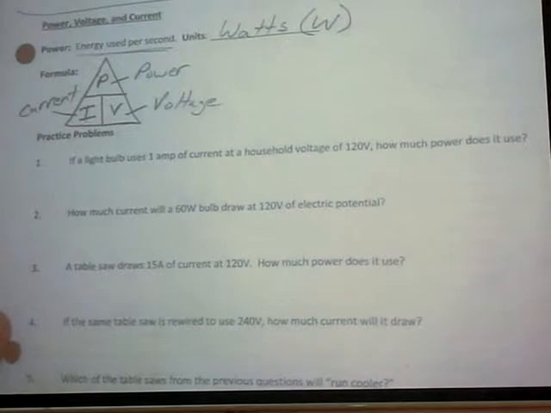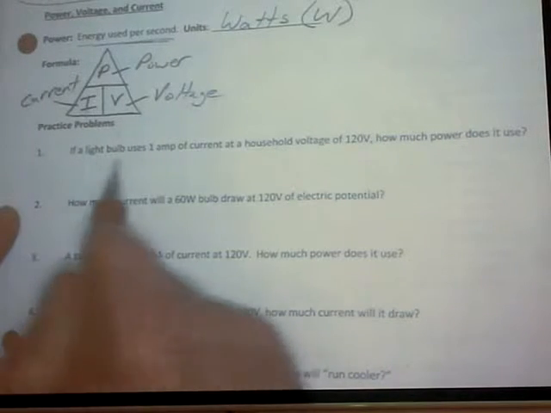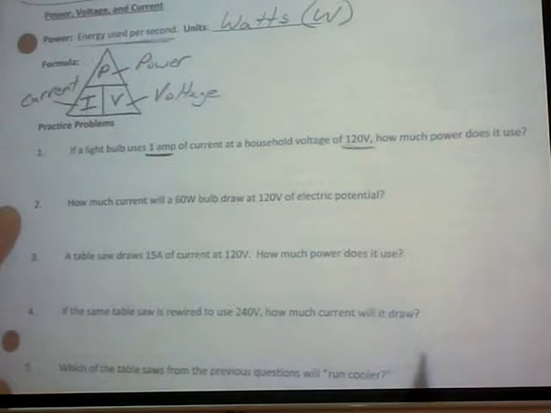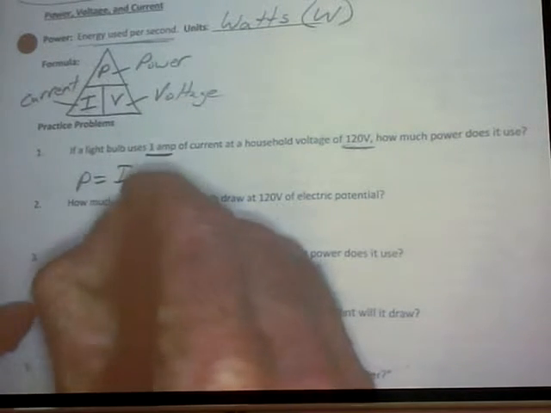I'm just going to go through these kind of quickly, and you can follow me along. So a light bulb uses 1 amp of current at a household voltage of 120 volts. How much power does it use? I want to calculate power. What would the formula be? Using the triangle up there. I times V. Current times voltage.